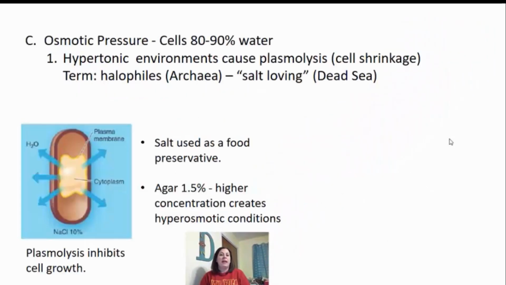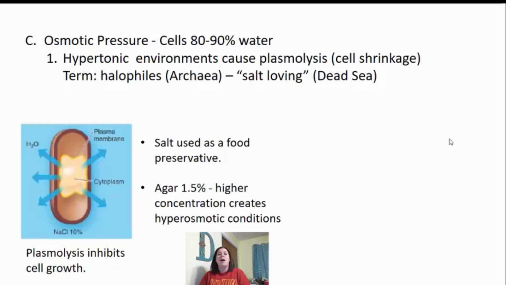The next thing we want to look at is osmotic pressure. Cells are composed of mostly 80 to 90% water. So the water content around them is very important because we talked about in a previous chapter the movement of water. Remember that water likes to move from high to low. And so if conditions are altered or different from what the inside of the cell is, water will either move into the cell or out of the cell. So when we look at hypertonic environments, these can cause plasmolysis or cell shrinkage because, again, the water will leave the cell.